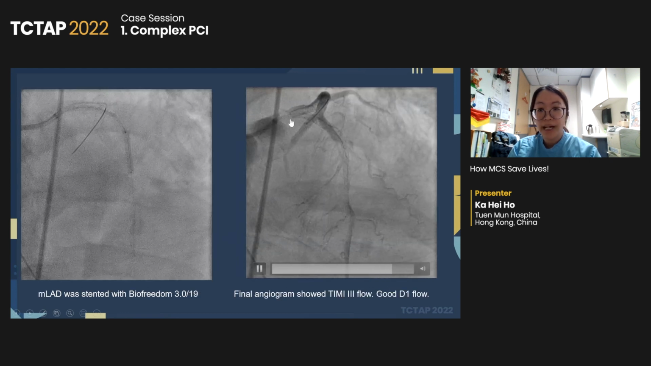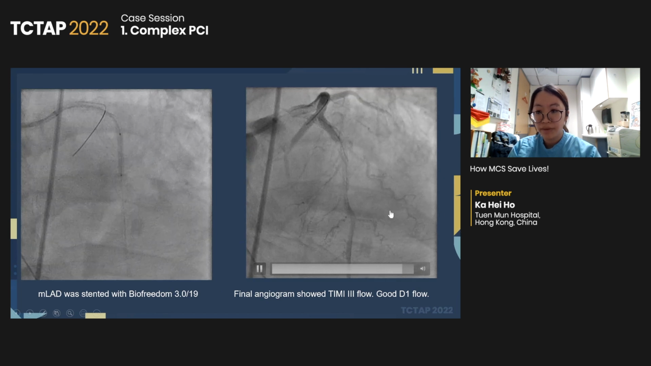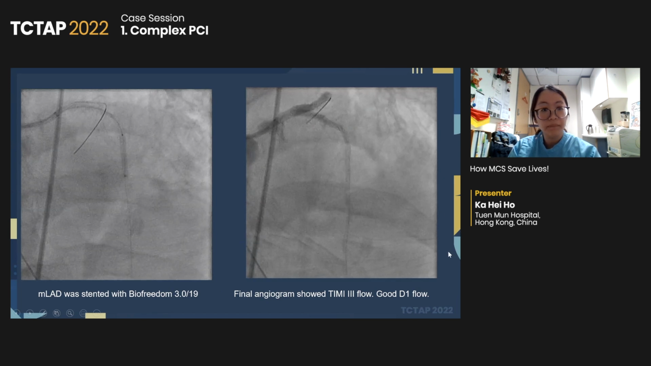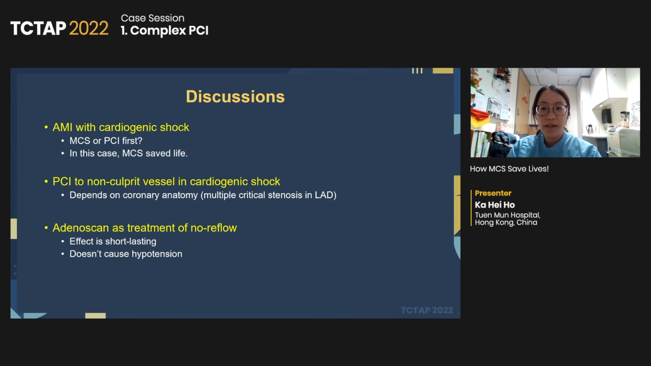So this is the final angiogram of the LAD. The diagonal is still here with wire protection, and we have TIMI 3 free flow from the LAD. After revascularization, we put in the impeller for LV venting because the patient is on ECMO, and we also put in a reperfusion catheter. The patient's LV improved, and we gave one dose of levosimendan, and the patient was successfully weaned off the ECMO and also the impeller afterwards. So this is a case about AMI with cardiogenic shock.